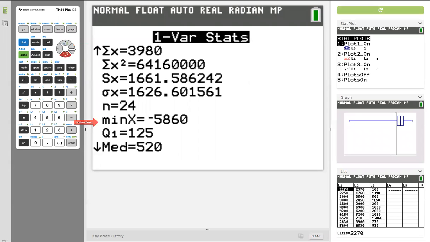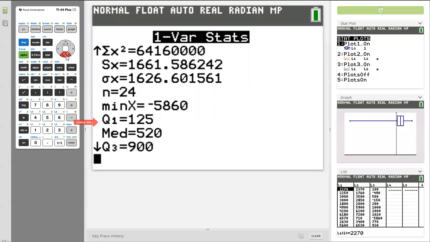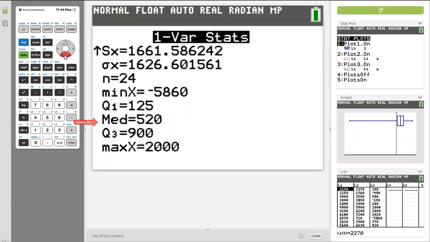And then we can also see that Q1 is $125, which means that at the 25th percentile, 3/4 of the trades yielded positive results, with the smallest being $125. The median of 520 means that half the trades earned him more than $520 profit per trade. And the 75th percentile was 900, and the maximum that was earned on any one trade was 2,000. So those are the quartiles for the Box and Whisker.